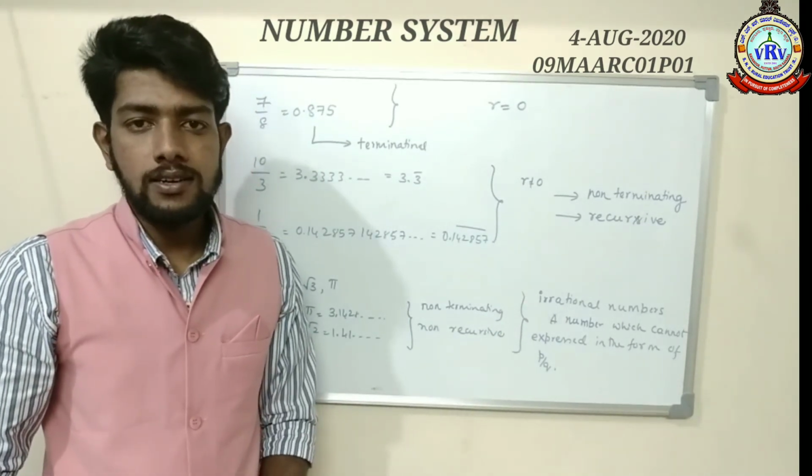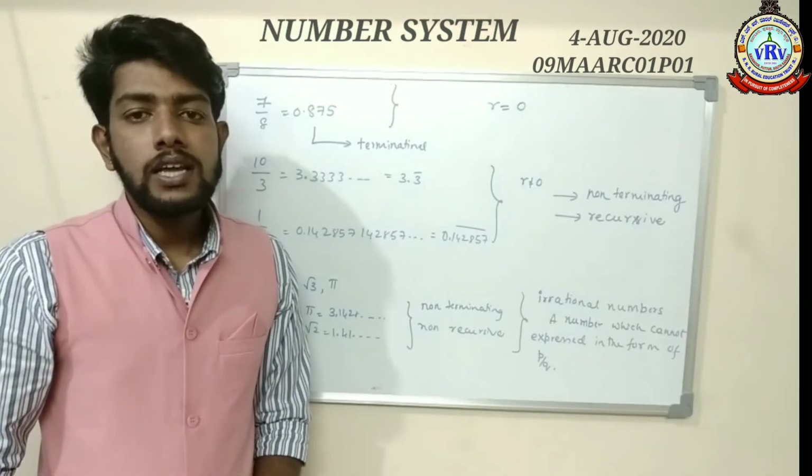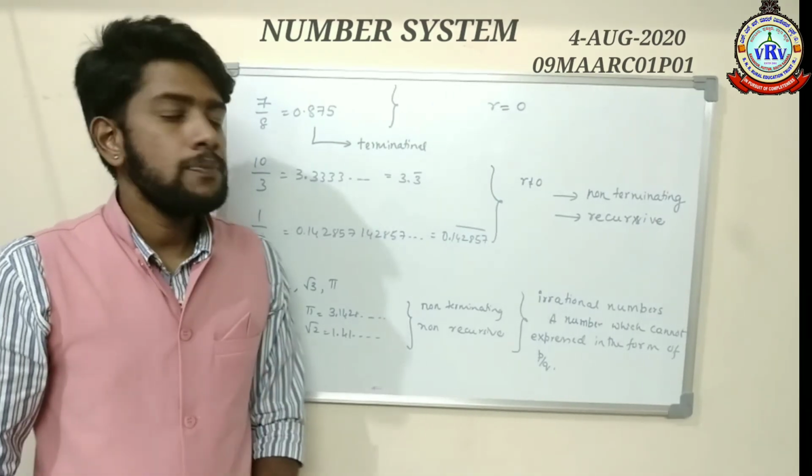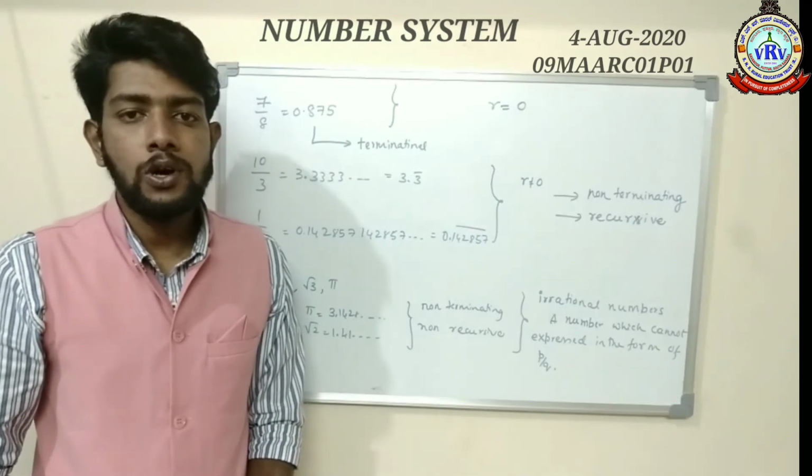A number which cannot be expressed in the form of p by q is known as an irrational number. In the next video we will see about irrational numbers, real numbers, and the representation of a real number on the number line.